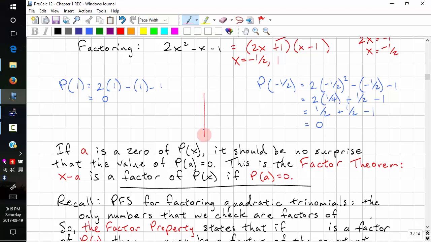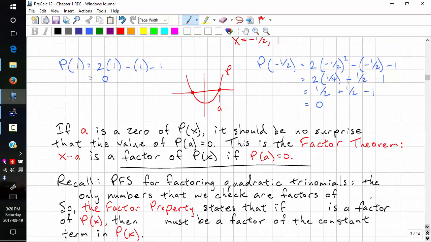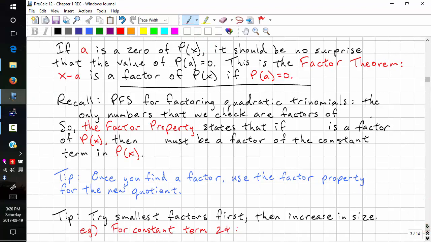If we looked at some quadratics that we did last year, these are the roots. If this is p, then p of, we'll call it a, p of a equals 0. So that's how you can use that to make sense of what we're trying to do. If p of a was not 0, then x minus a is not a factor.